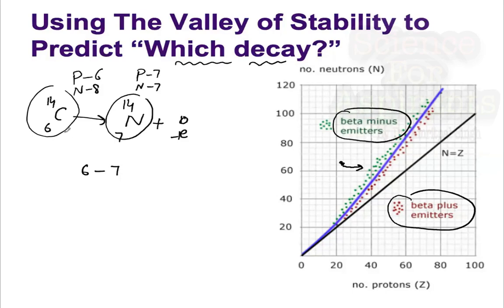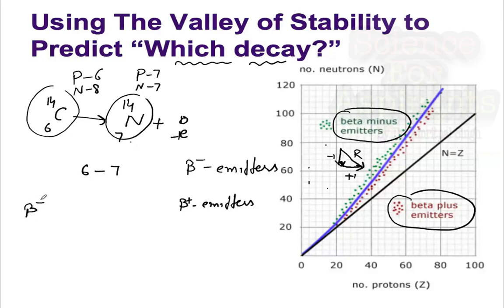So when this carbon changes into nitrogen, trying to come to a more stable region, a more stable nucleus, the proton number is increased by 1 and the neutron number is decreased by 1. So the resultant will be somewhere like this. It will try to come closer to this stable region. That's why all those nuclides which are lying in this region are beta minus emitters. And all those nuclides which are somewhere like this are beta plus emitters.